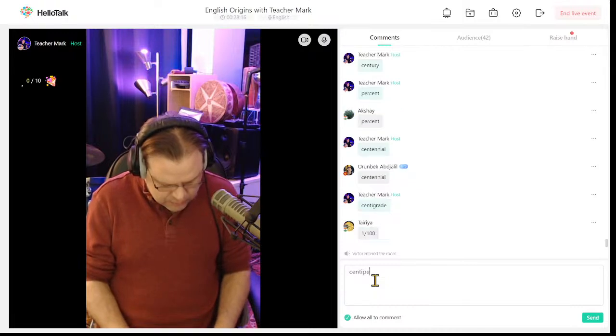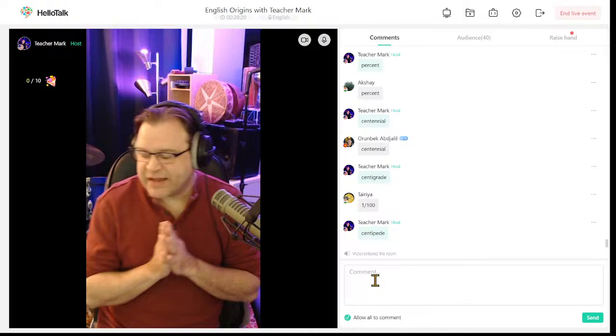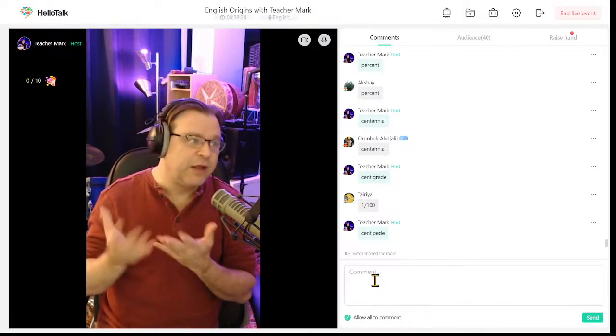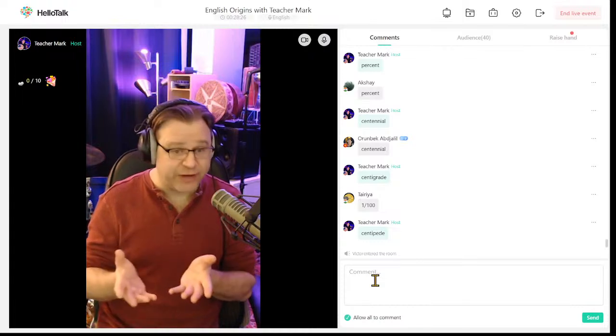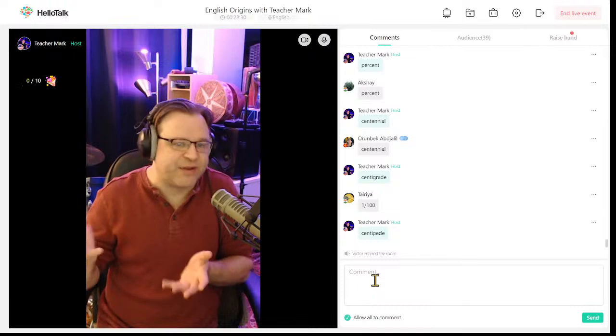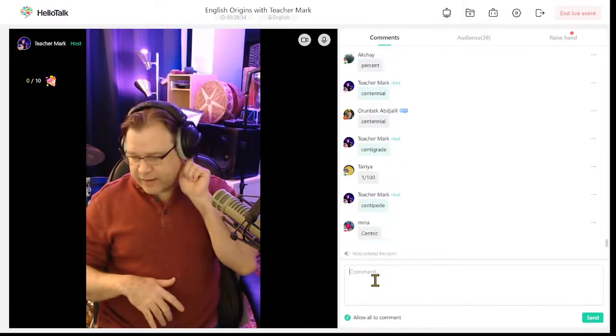Centipede. Centipede is a little insect, but it has many legs, and it doesn't always have 100 legs, but we see a lot of legs, and we say, oh, it's like 100. Wow, it's almost like 100 legs, so we call them centipedes.